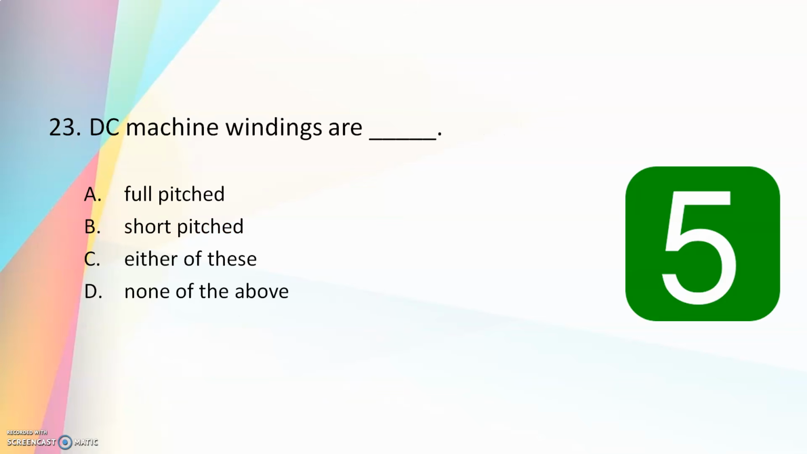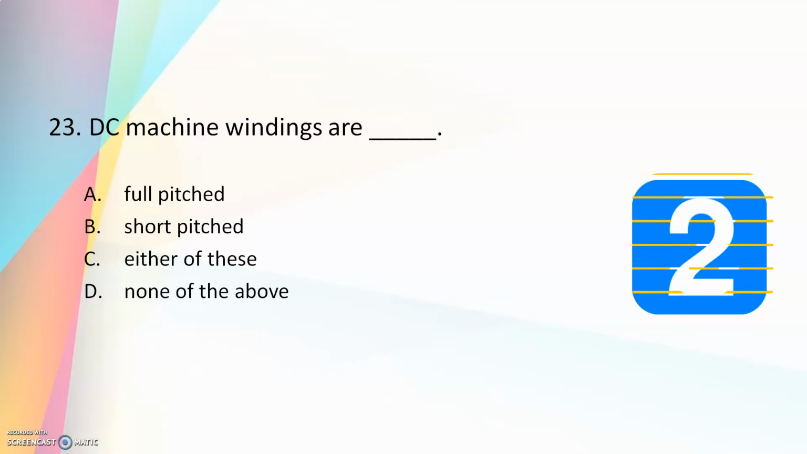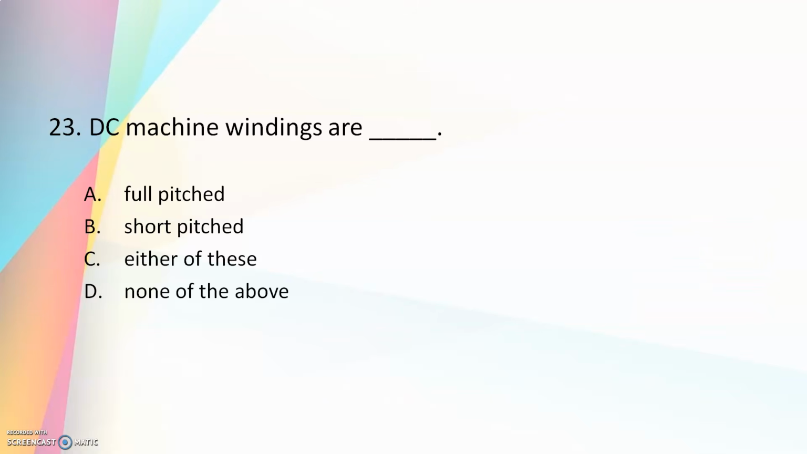DC machine windings are full pitch, short pitch, either of these, none of the above. And the answer is full pitch. DC machine windings are full pitch windings only because it offers a maximum induced EMF within the coil. No requirement of short pitching of the coils.